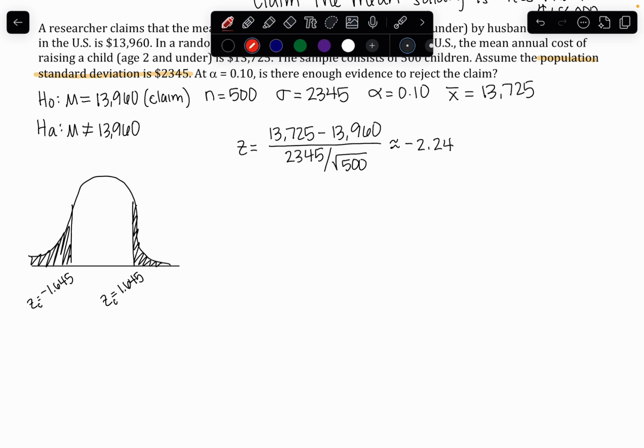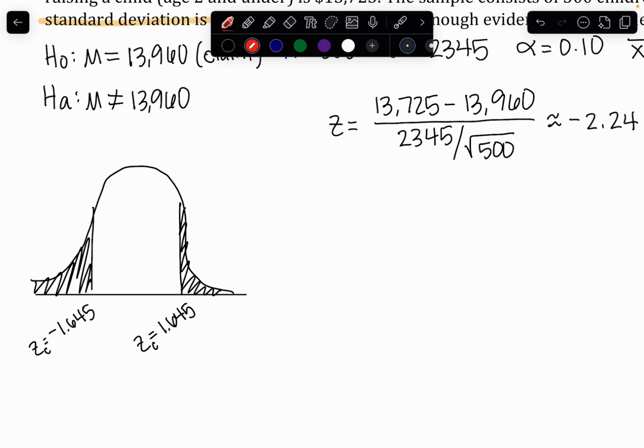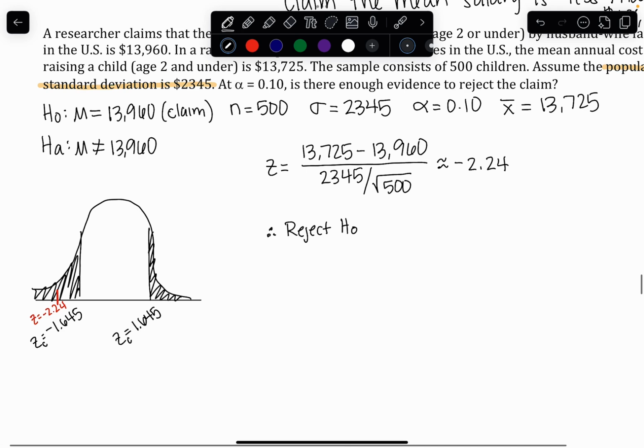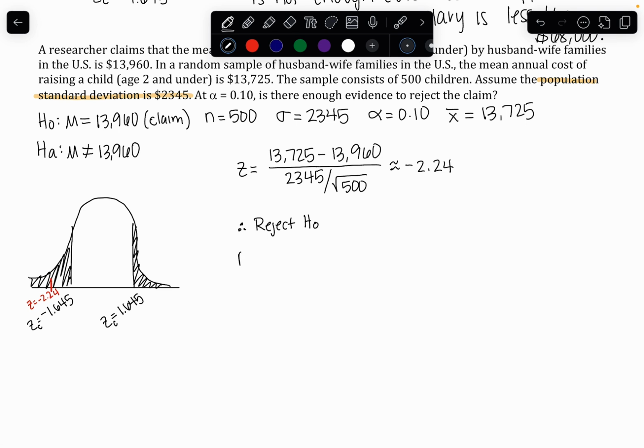Okay, if we take that back to our graph, negative 2.24 falls to the left of negative 1.645, which means that our decision is going to be reject the null hypothesis because it falls in that shaded region. Okay, so now we're going to interpret our claim. So starting off with our level of significance, alpha was 0.1, so that converts to 10%. At 10% level of significance.